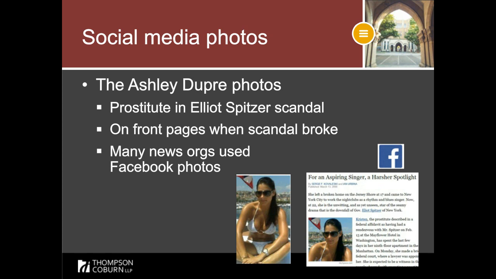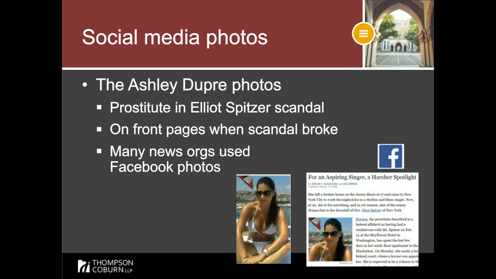So I'm going to give you a couple of examples here. Remember back to the Eliot Spitzer scandal, 6-7 years ago? Eliot Spitzer, then governor of New York, was caught having a relationship with a prostitute named Ashley Dupre. Well, who was Ashley Dupre? No one knew. So the media organizations scoured social media and found these pictures of her on her Facebook page.